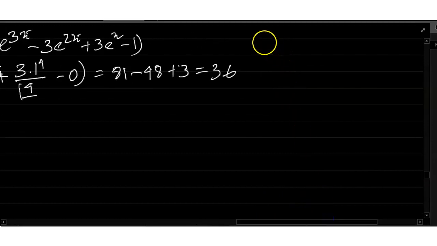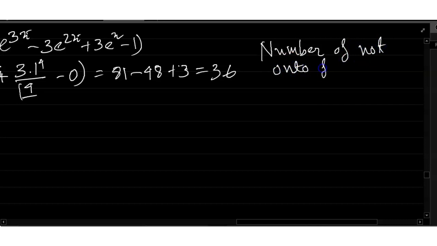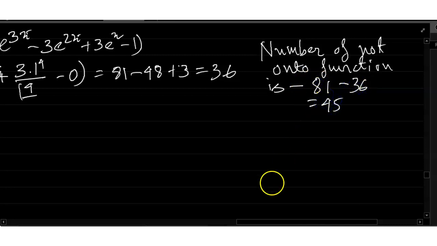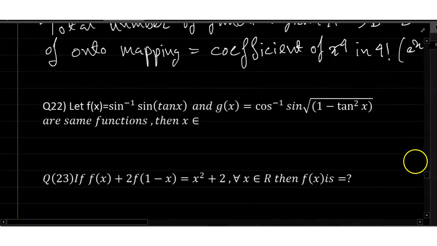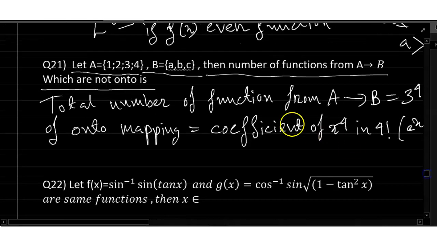Number of not onto functions is 81 minus 36 is equal to 45. So friends, 45 is my answer.